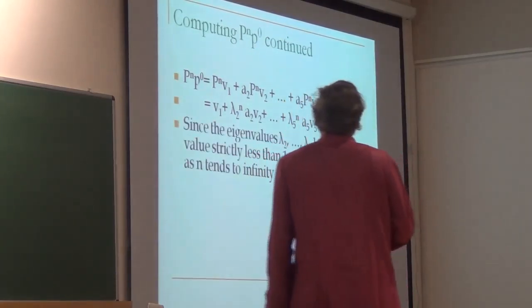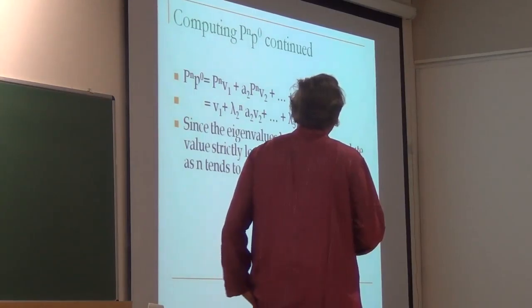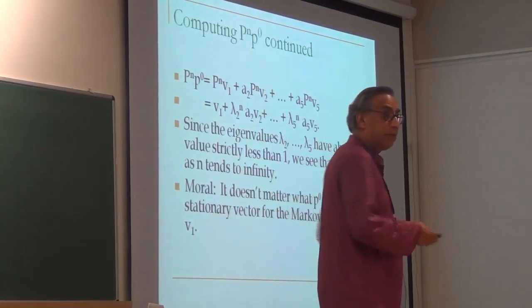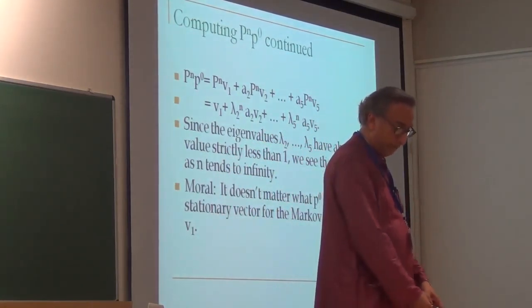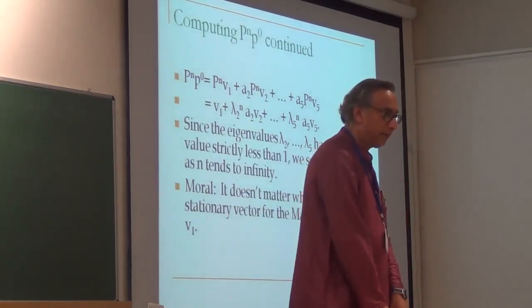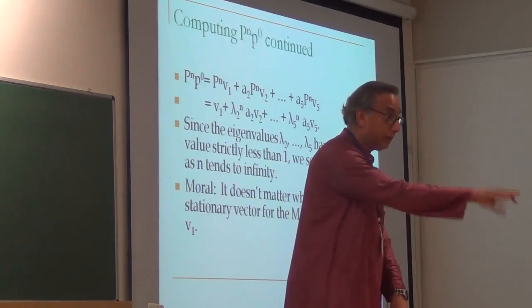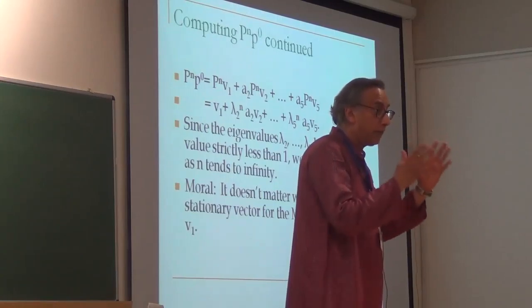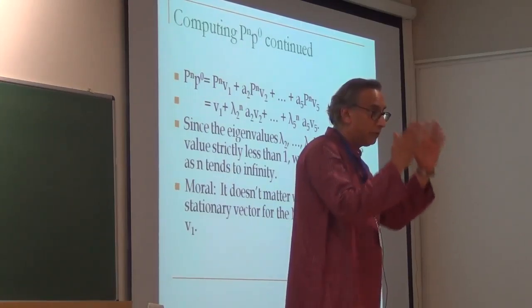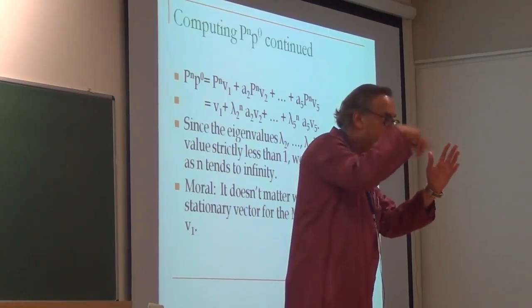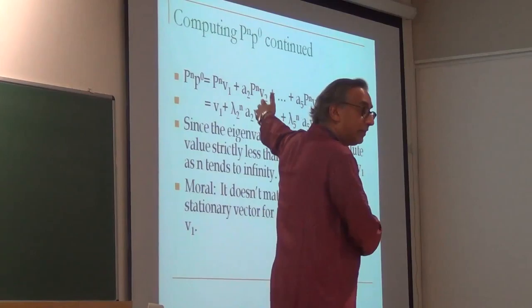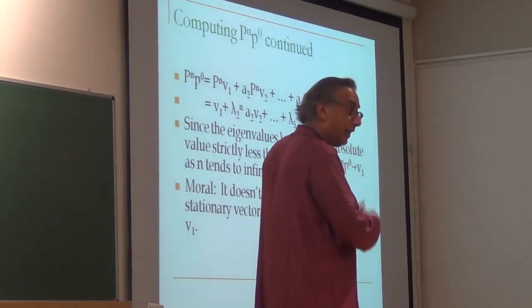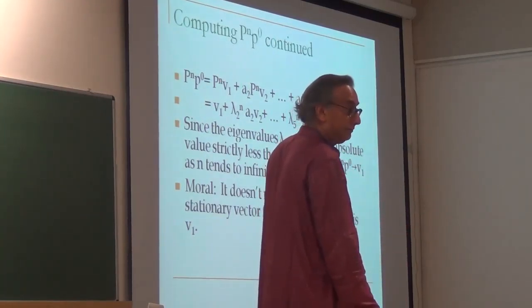As I said, since the eigenvalues have absolute values strictly less than 1, we see that P to the n, P0 goes to V1. The moral is, it doesn't matter what P0 is. It doesn't matter where you are. If I have a Google query, a search word, I punch it in and I end up getting 50 websites that have this particular word in it. Now I want to rank those websites according to importance. You take that subgraph and the connections between those 50 websites, you create this matrix, you calculate the eigenvector corresponding to the eigenvalue 1, and that eigenvector is the rank because of this theorem.